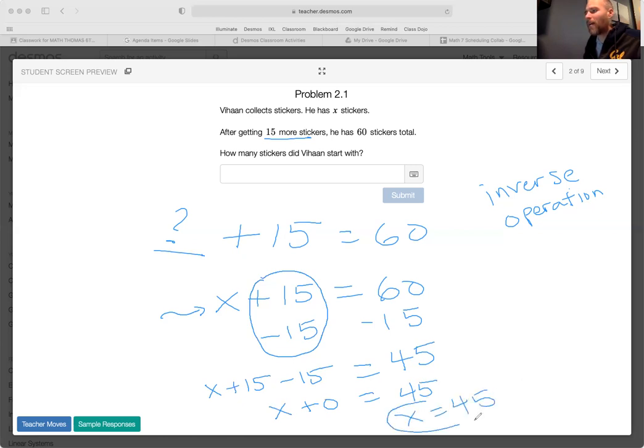There was a lot of extra work in here. This step here and this step here, most people would not write these steps. They would skip this. I wrote them out to help you see what was happening and understand what was happening. But usually people would go from the step where I circled the 15s down to the solution. So I think the answer is 45. Vihan started with 45 stickers.